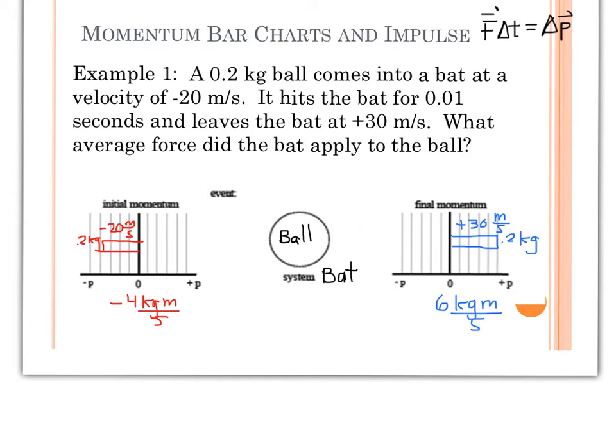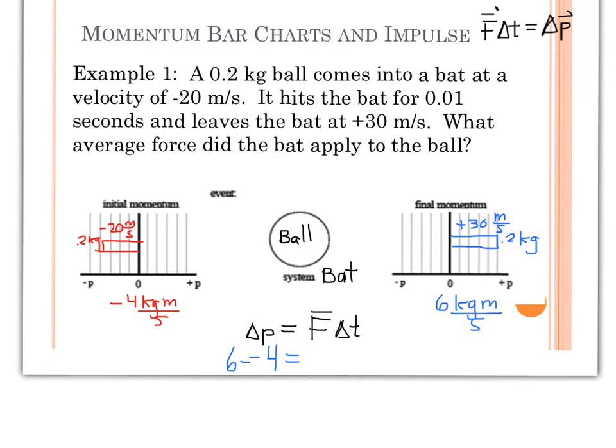So impulse, the force applied over a period of time, is equal to the change in momentum. We can calculate the change in momentum by taking that little triangle. Delta always means final minus initial. So in this case it would be 6 minus negative 4. And that change in momentum is equal to the average force times the time over which the force is applied.